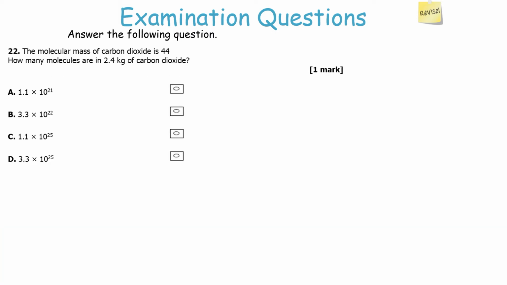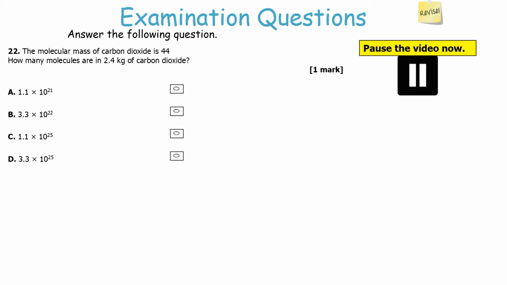Next question. The molecular mass of carbon dioxide is 44. How many molecules are in 2.4 kilograms of carbon dioxide? So pause the video now, then unpause the video when you want to go through your answers.